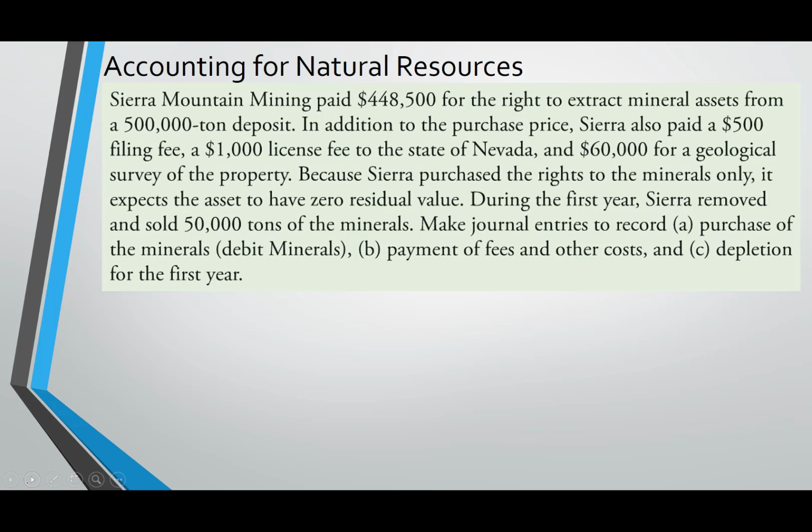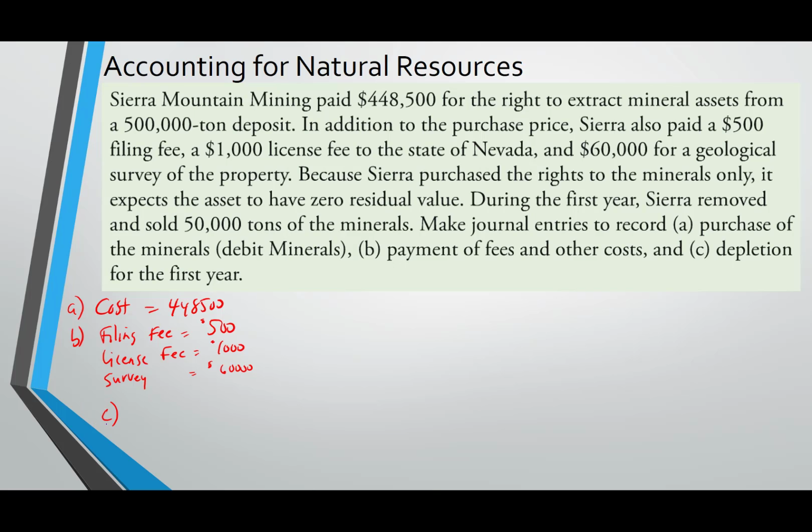Now, the first thing we have to remember here is that we have to include all of the costs. Hence, that's why we have to do A and B. So let's look at this. We know the initial cost is $448,500, and that is what we'll focus on in Part A. In Part B, we also have to include the filing fee, which is $500, the license fee, which comes out to $1,000, and the survey, which comes out to $60,000. Important to note too, when we get to C, we know that the residual value equals 0.